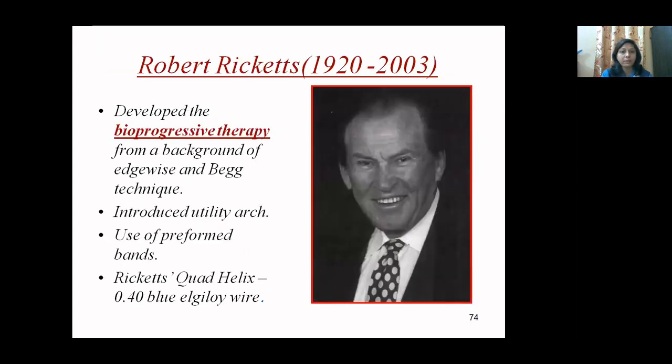Ricketts developed his orthodontic therapy as bioprogressive therapy, which forms a background of edgewise and Begg technique. He introduced a versatile utility arch for the intrusion of the maxillary and mandibular anterior teeth. He was the person to use preformed bands on the teeth. And Ricketts also gave the quad helix appliance with the 0.040 blue Elgiloy wire.